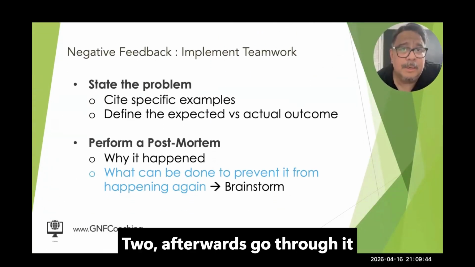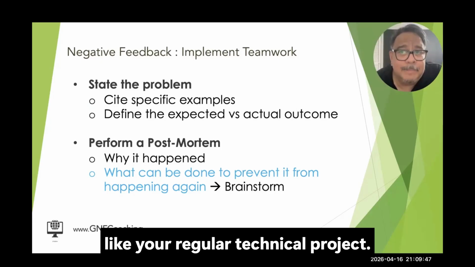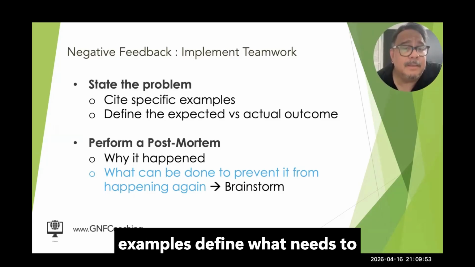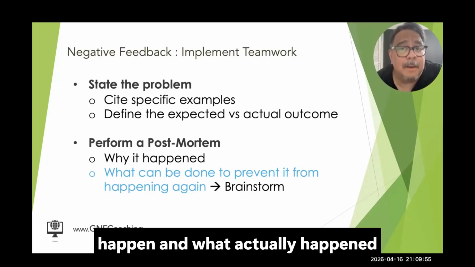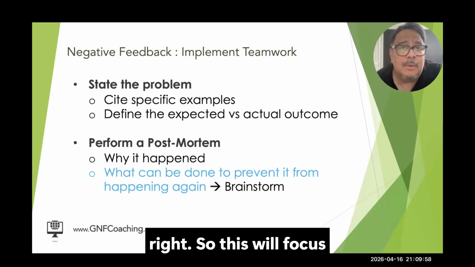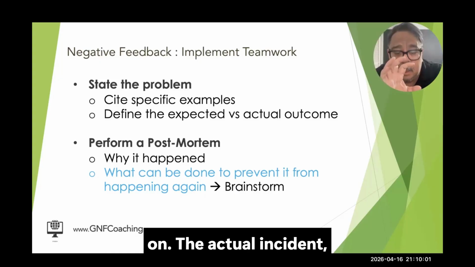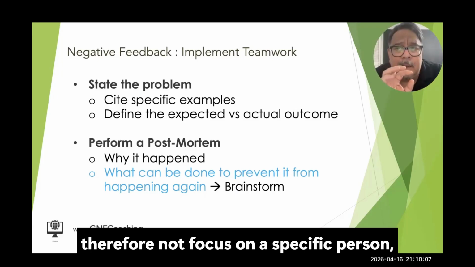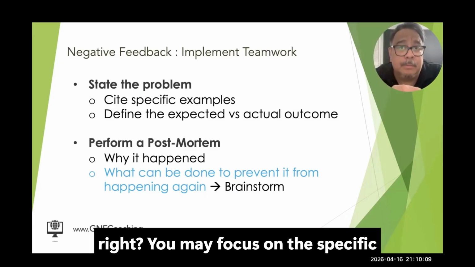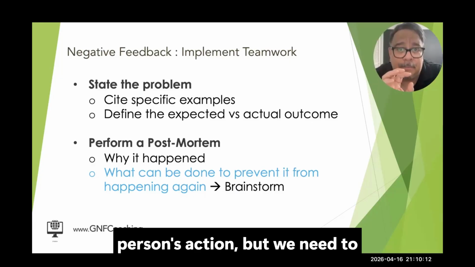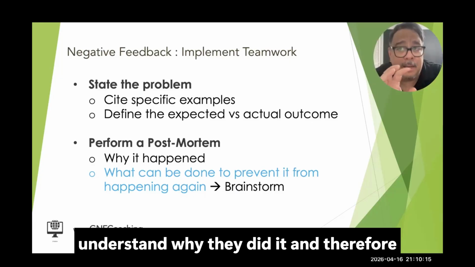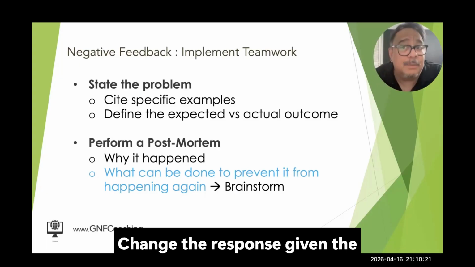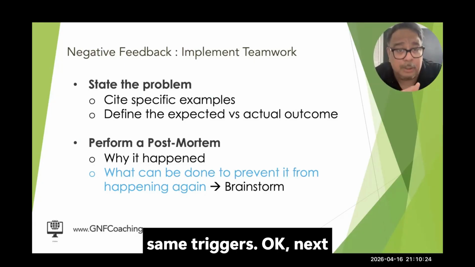Two, afterwards, go through it like your regular technical project. State the problem, cite specific examples, define what needs to happen and what actually happened, right? So this will focus on the actual incident, understand what's controllable, and therefore not focus on a specific person, right? You may focus on the specific person's action, but we need to understand why they did it, and therefore we'll be able to later on change the response given the same triggers.